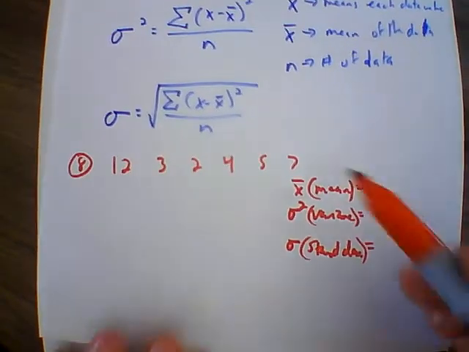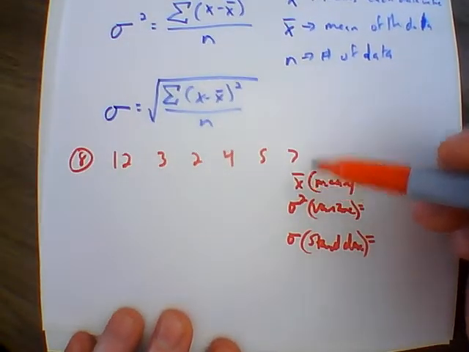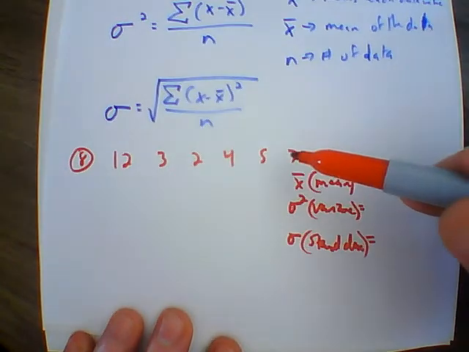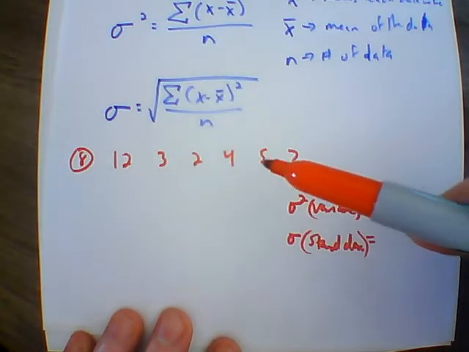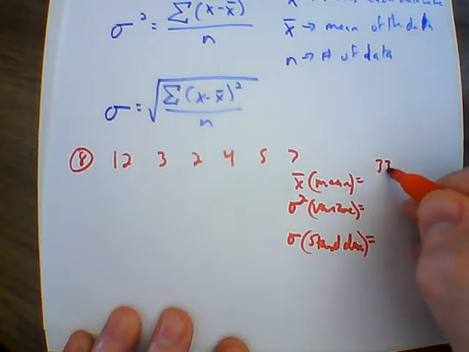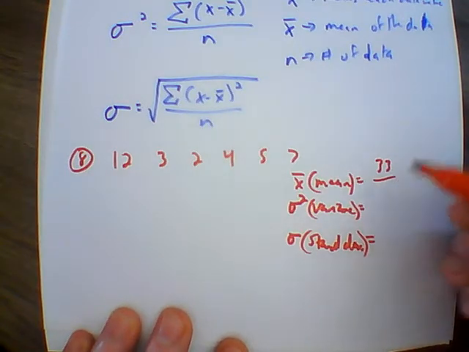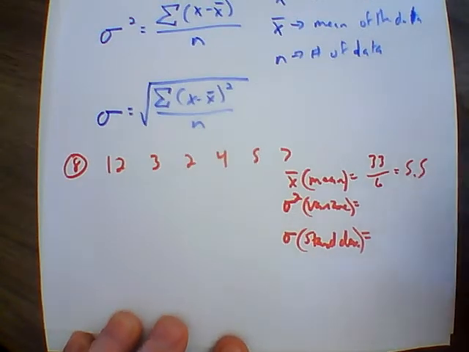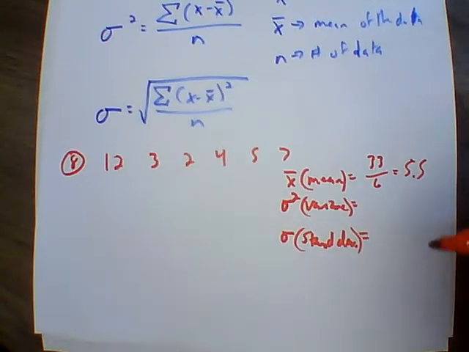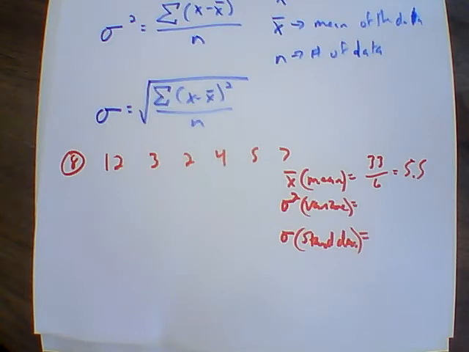What we want to do is find that mean first. In order to find the mean, we add all our numbers together: 12 plus 3 plus 2 plus 4 plus 5 plus 6. That equals 33. Then we divide by the amount of numbers we have, which is 6, and we get 5.5. We're going to use decimals here. We could leave them as fractions, but there's going to be a lot of calculator work as we get into this.